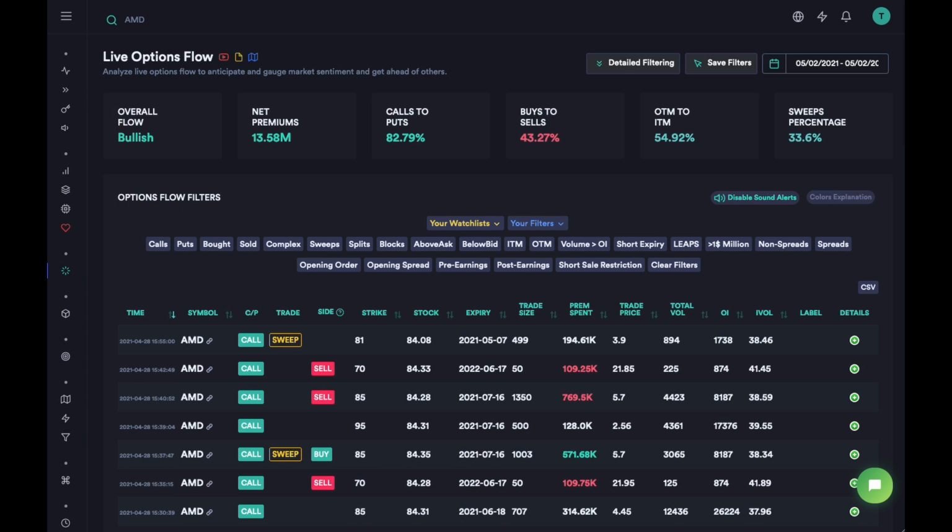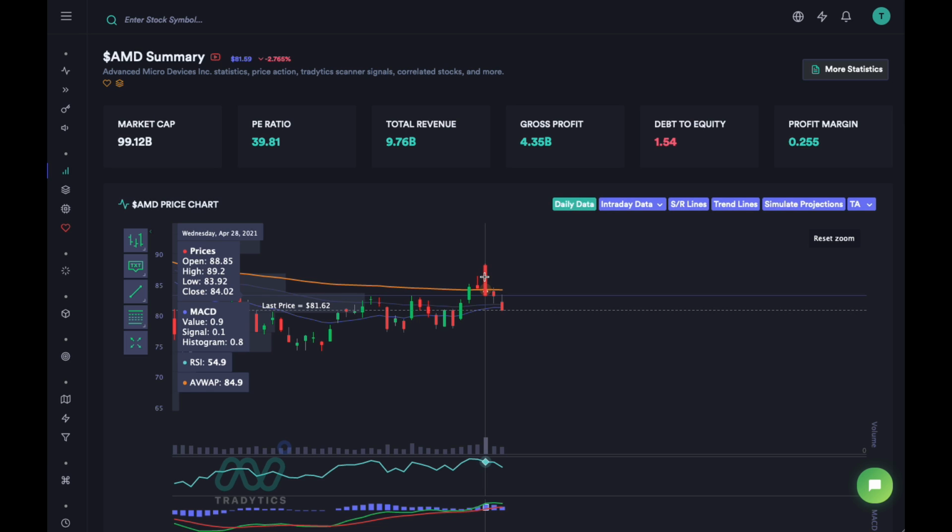So on April 28th, AMD moved down, opened at 88.85 and closed at 84. So there was a $4 move in the day, and that was all bearish. The entire day was bearish, and there was some high volume as well. Let's see if we could have found this setup using live options flow.